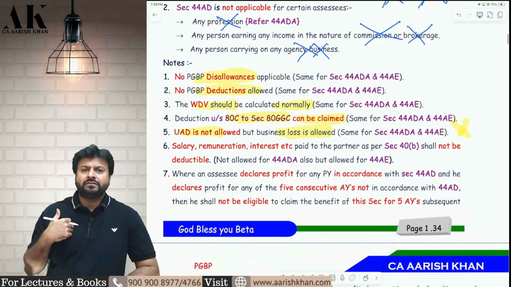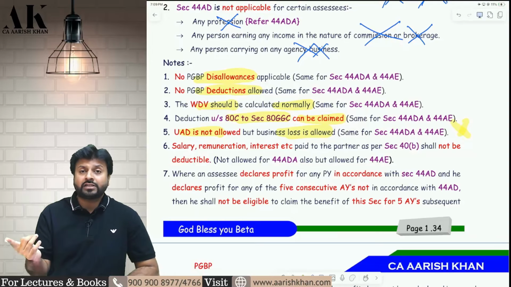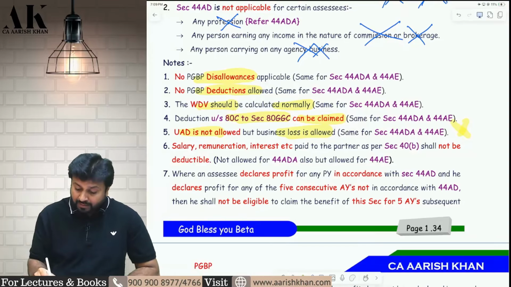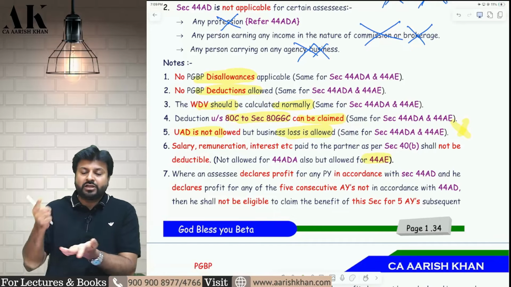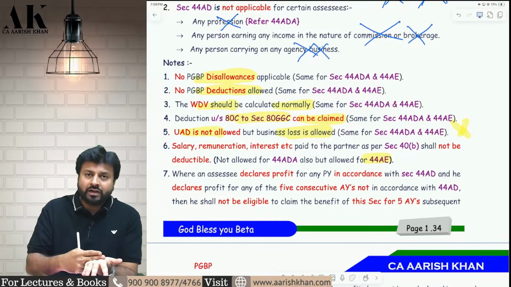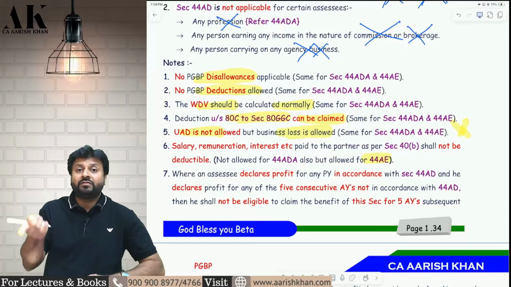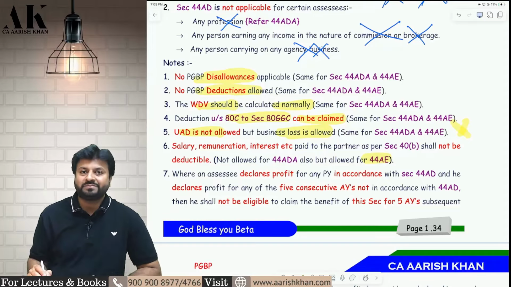What if I'm a partnership firm and I'm paying remuneration and interest to the partners? Will that remuneration and interest be allowed? Not allowed under this section, not allowed under the next section also, but allowed under 44AE. Be very careful. I'm just doing interlinking of 3 sections. Not allowed under 44AD, not allowed under 44ADA also, but allowed under 44AE. I hope it is clear to all of you.